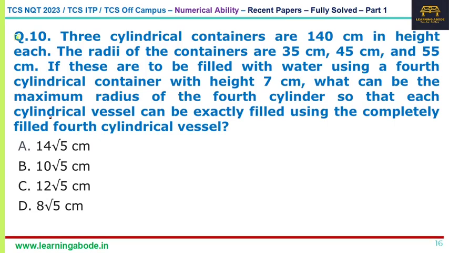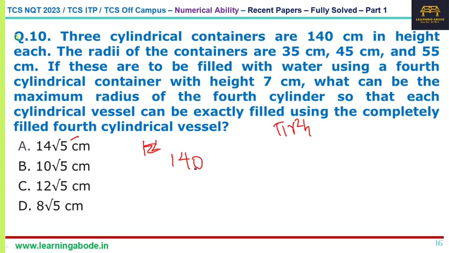So the question says there are 3 cylindrical containers. All of them have the same height of 140. First of all, the volume of the cylinder we know is pi r square h. It's 140 centimeter is the height, and the radius is 35, 45 and 55, and each of these you want to fill with water using a 4th container whose height is 7 centimeter.